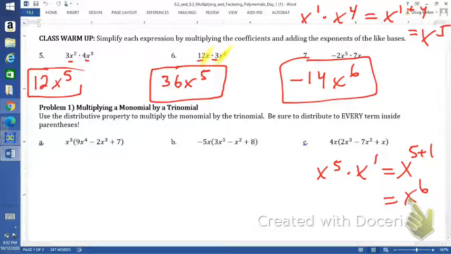Alright, so when you're multiplying here with coefficients and common bases, multiply the coefficients together first and then add the exponents of the like bases.